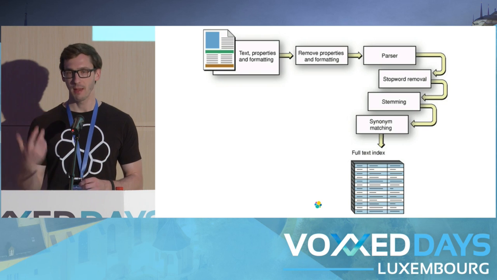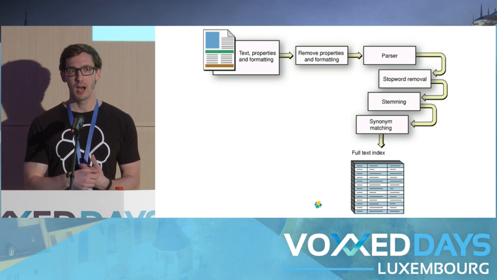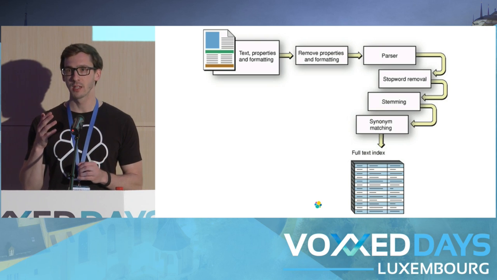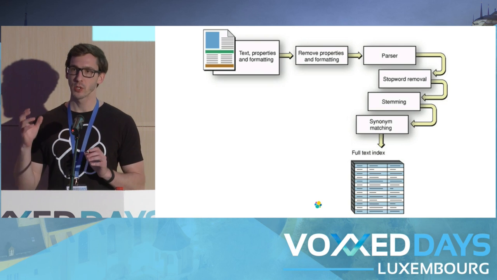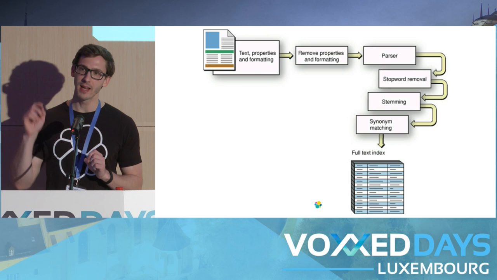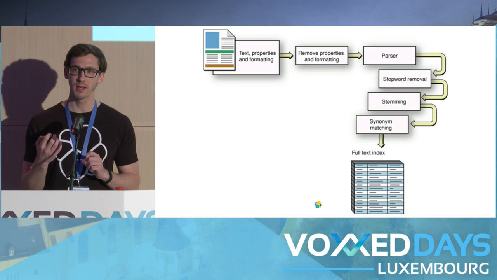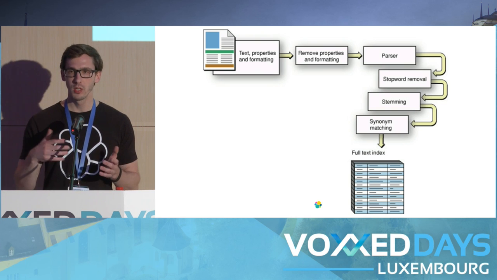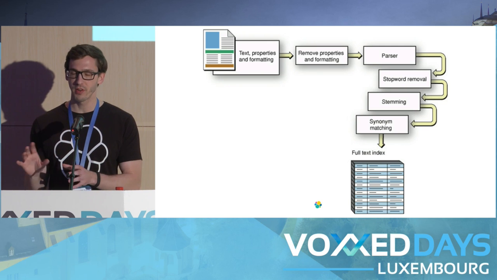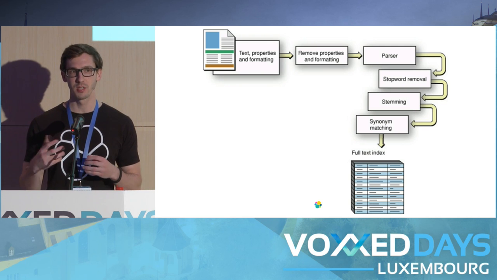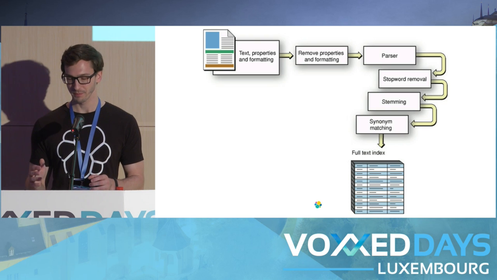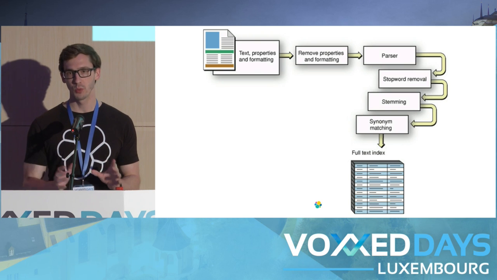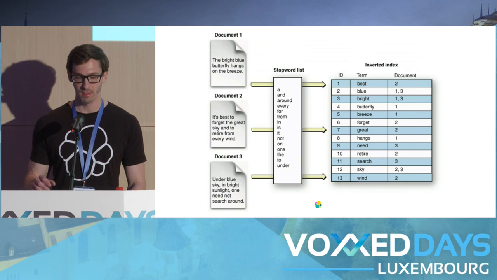Then you do stemming. This is, of course, language dependent, where you just cut down a word to its word stem. For example, if you index beautiful or beauty, both of these would stem down to beauti with an I at the end, so that they would stem down to the same thing, kind of the concept. And from now on, if you then search for beauty, beautiful, whatever variation, you would still find everything that's considered beauty, beautiful, whatever. And finally, you can optionally do synonym matching, and then you store all of these words into a big index.